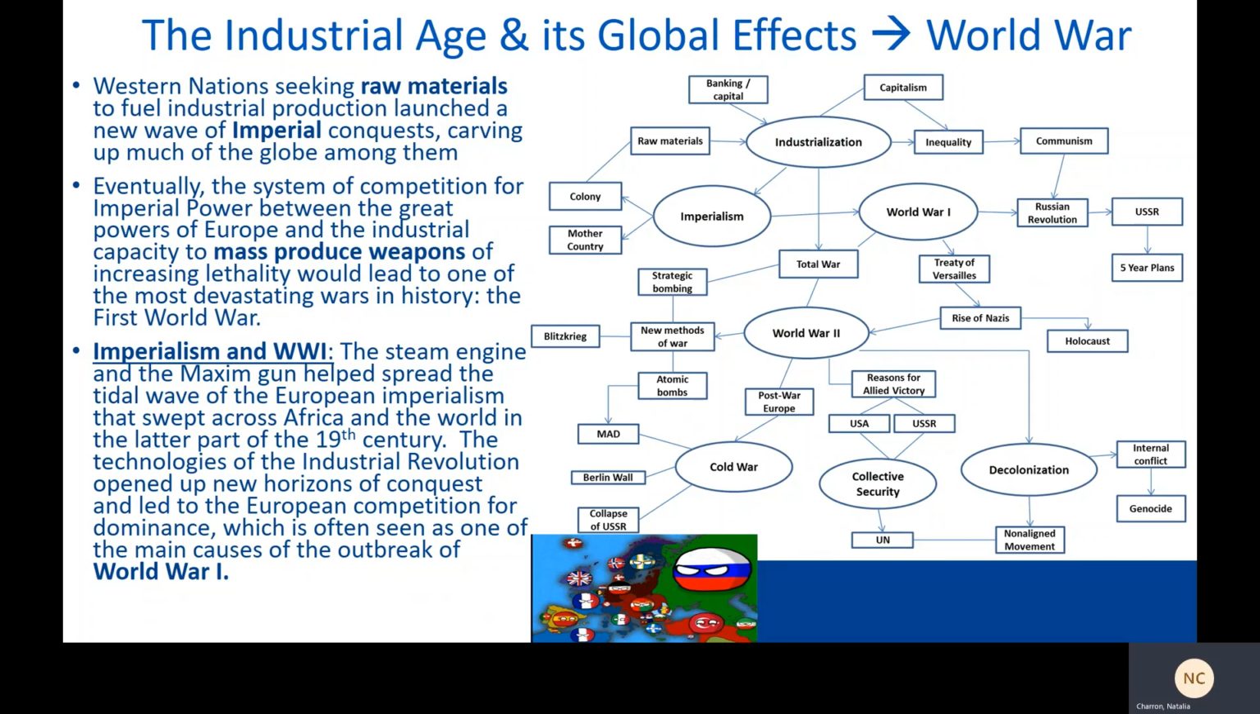In terms of how imperialism and World War I connect, we can see how the steam engine and the Maxim machine gun helped spread the tidal wave of European imperialism that swept across Africa and the world in the later parts of the 19th century. The technologies of the Industrial Revolution opened up new horizons of conquest and led to the European competition for dominance, which is often seen as one of the main causes for the outbreak of World War I.